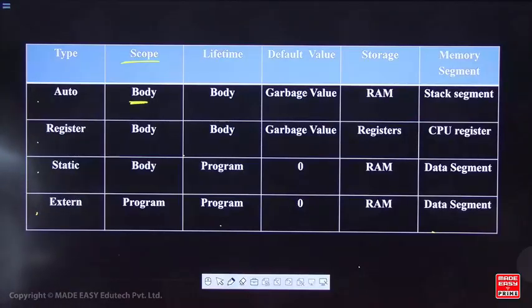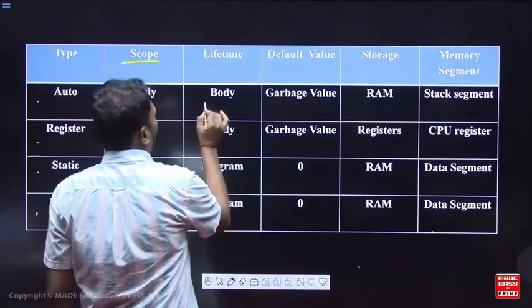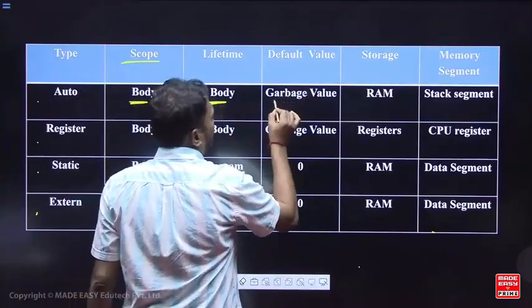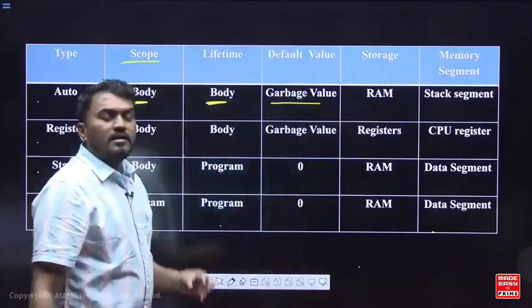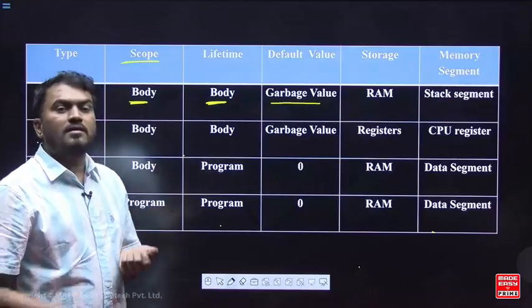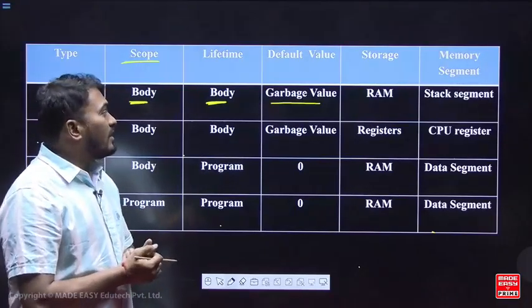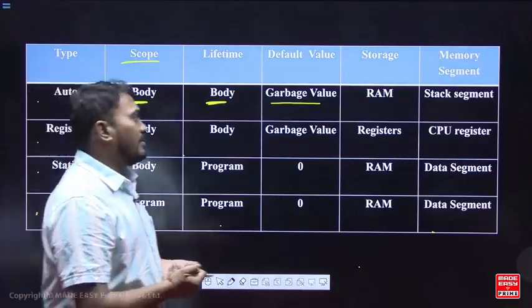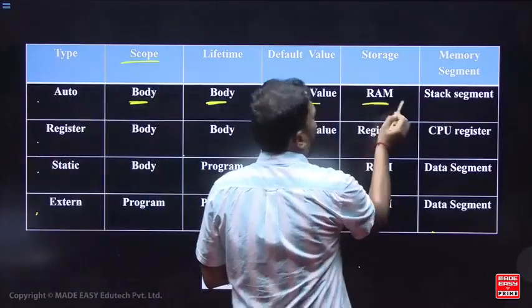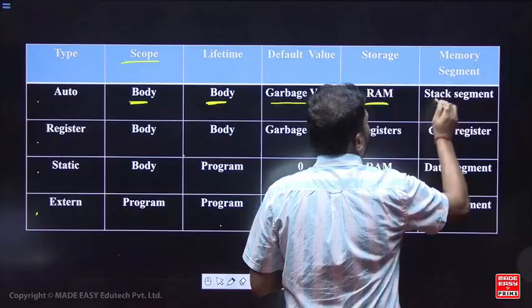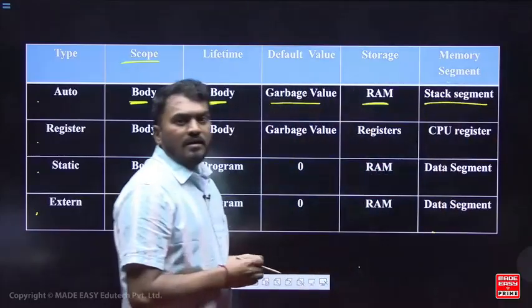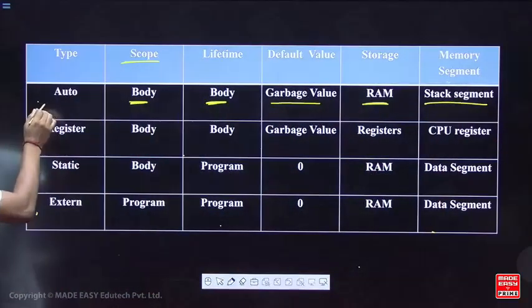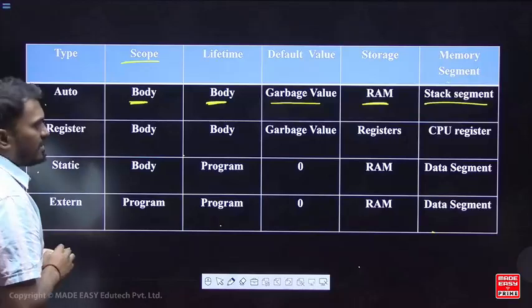Right, so scope is also within the body and lifetime also within the body, and the default value is what? Garbage value, in case it is not initialized. It contains garbage value, and where will it be stored? In the RAM. RAM in the sense what? Main memory. And remember memory segment, which memory segment? Stack segment. Okay, that is about your auto variables, auto storage class.